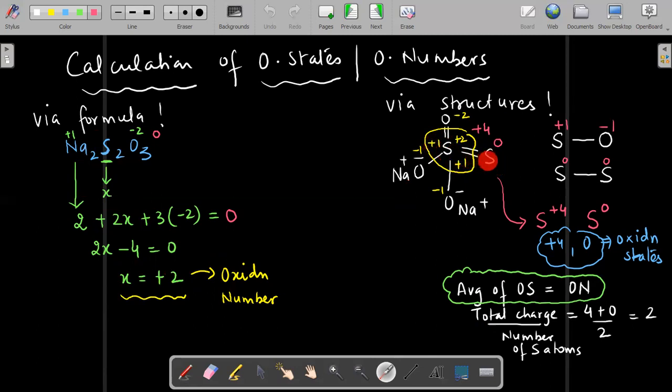That is the oxidation state. So here one sulfur is +4, another sulfur is not plus, it is simply 0. Okay, as we'll discuss more examples to get this concept more clear.